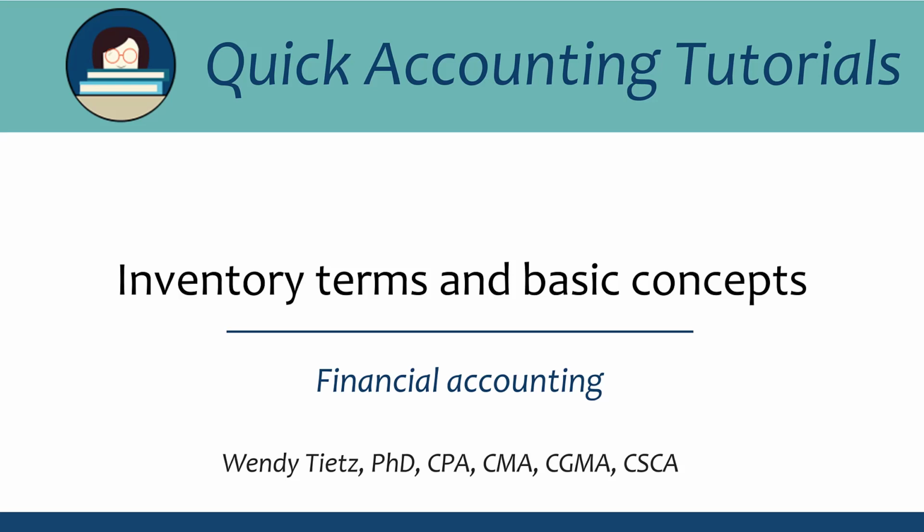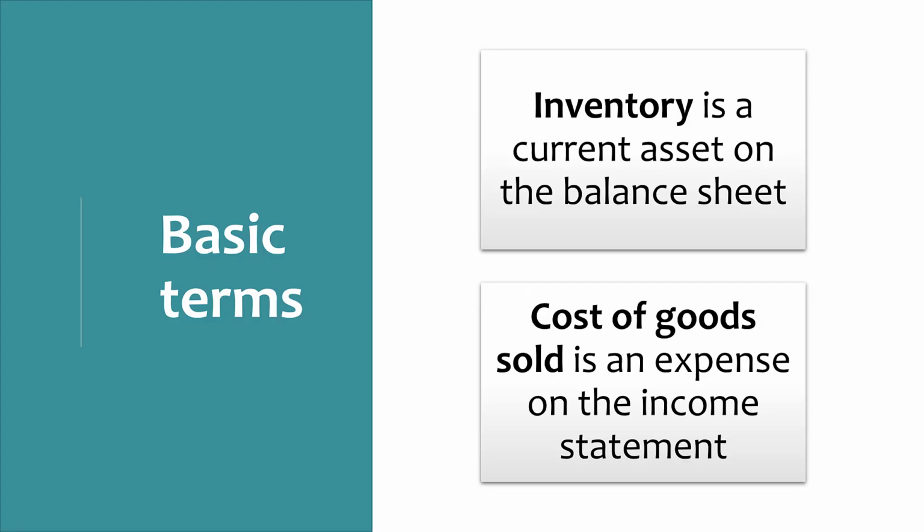This video covers inventory items and basic concepts about inventory. We're going to be talking about inventory and cost of goods sold. Inventory is a current asset on the balance sheet. Cost of goods sold is an expense on the income statement. When inventory is sold, it turns into cost of goods sold expense.